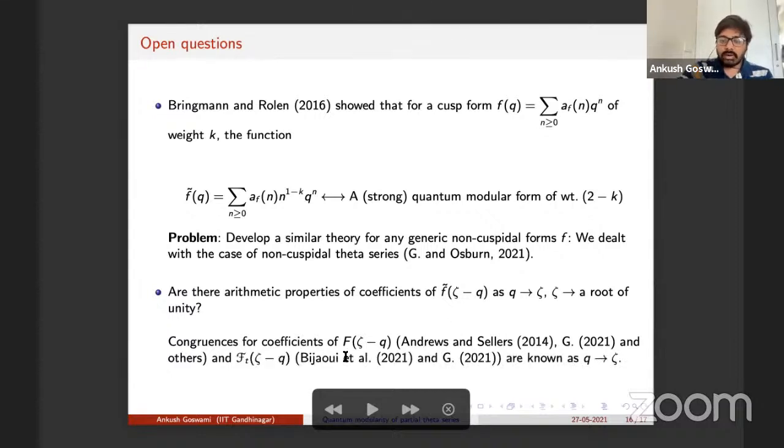And then there are also congruences for the coefficients of this function, f sub t of zeta minus q, where zeta is again a root of unity. And when zeta is equal to 1, these congruences were obtained by Bijali and others. And I obtained congruences in the general case when zeta is not necessarily 1, as q approaches zeta.